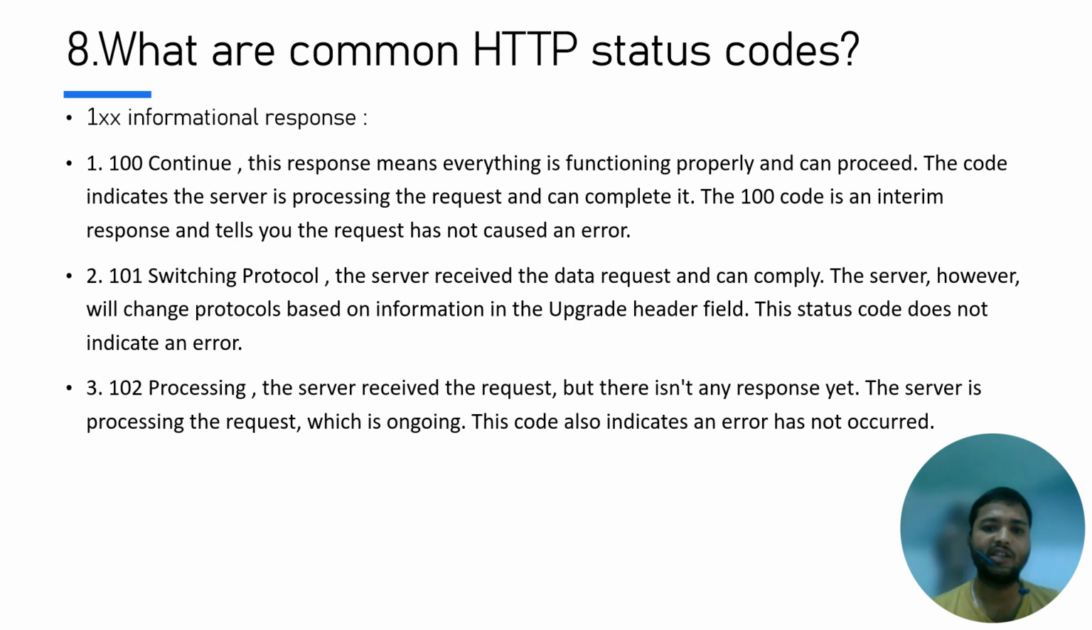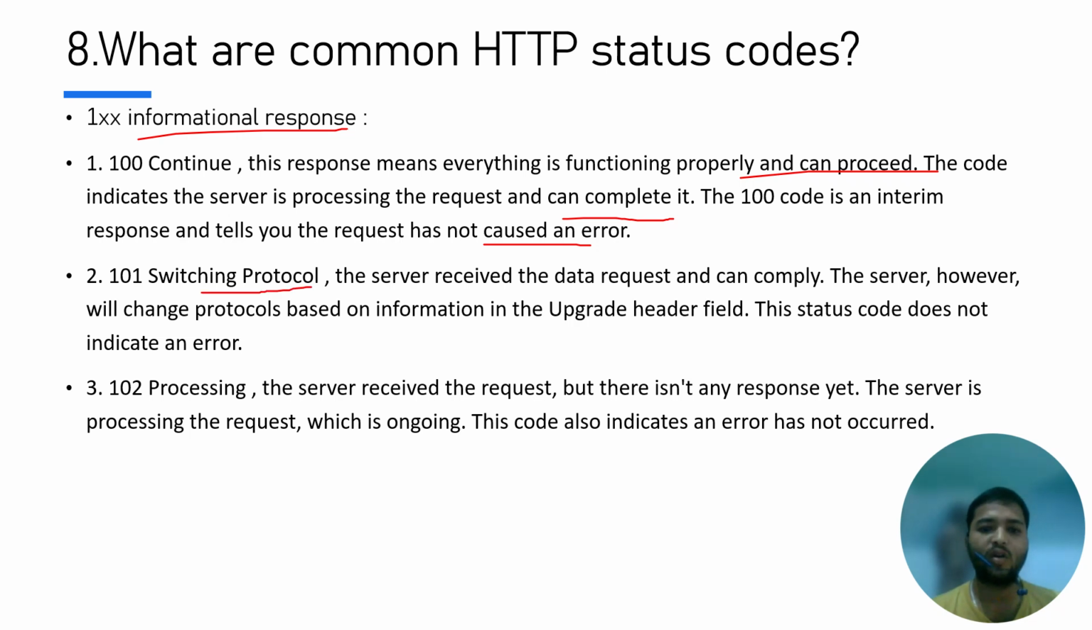What are the common HTTP status codes? Informational response. 100 is a continue. This response means everything is functioning properly and can proceed. The code indicates the server is processing the request and can complete it. The 100 code is an interim response and tells you the request has not caused an error.